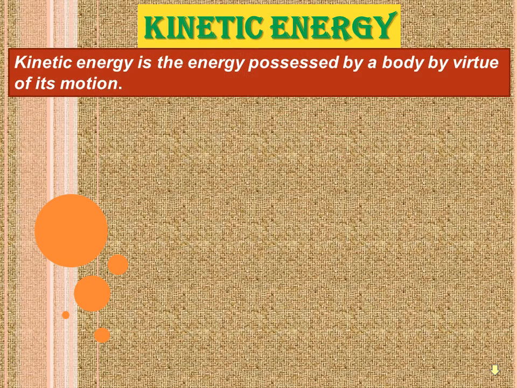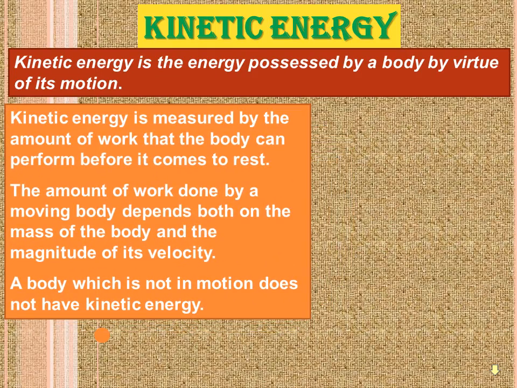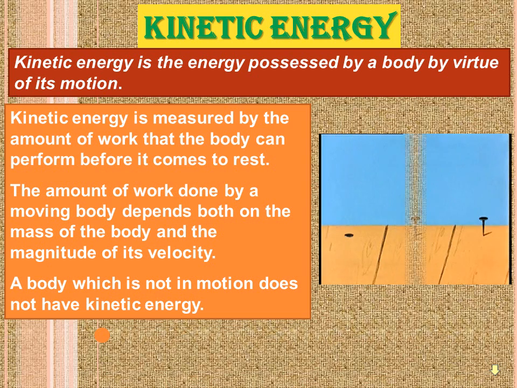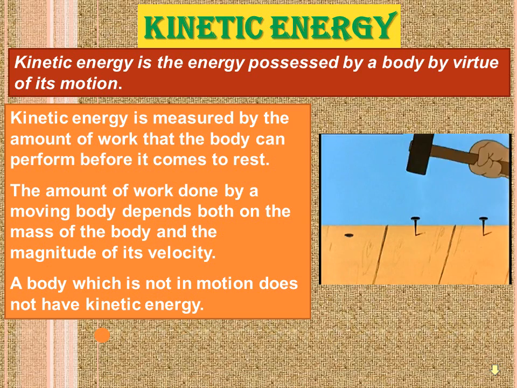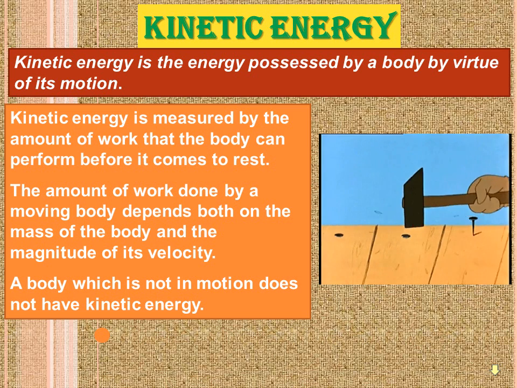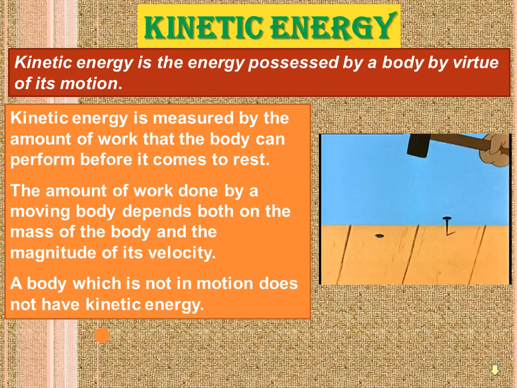Kinetic energy. See, kinetic energy is the energy possessed by the body by virtue of its motion. All moving objects have kinetic energy. A body that is in motion has the ability to do work. For example, a hammer kept at rest on a nail does not push the nail into the wood, whereas the same hammer, when it strikes the nail, drives the nail into the wood. You can see that in the small GIF file.